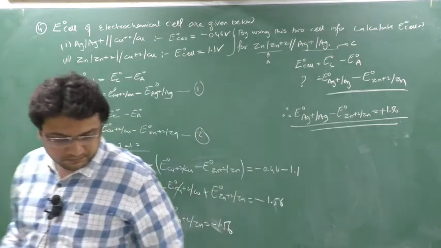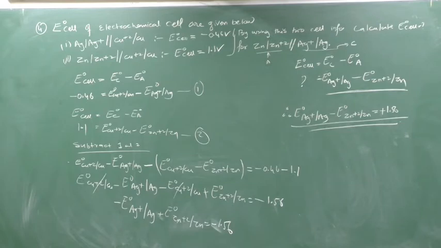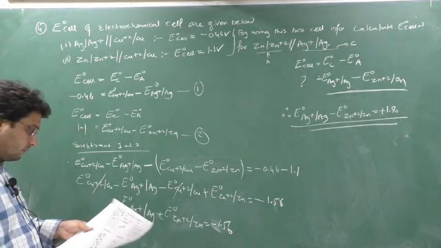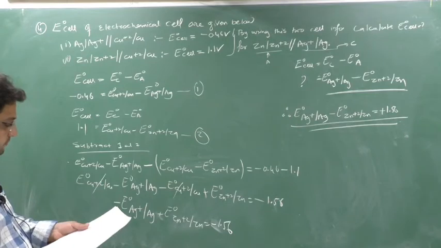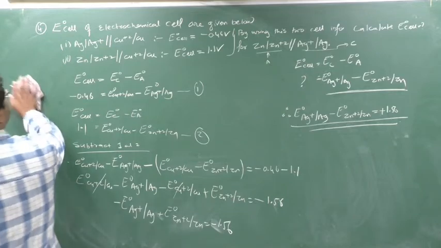Write down this. Written? Understood why I have multiplied the minus on both the sides? Because the question we need is E0 Ag plus slash Ag minus E0 Zn plus 2 slash Zn. But in the final derivation we derived minus E0 Ag plus slash Ag plus E0 Zn plus 2 slash Zn. So I have to multiply minus on both the sides. Clear? So today's last question we will solve, then we'll wind up the lecture. Okay?